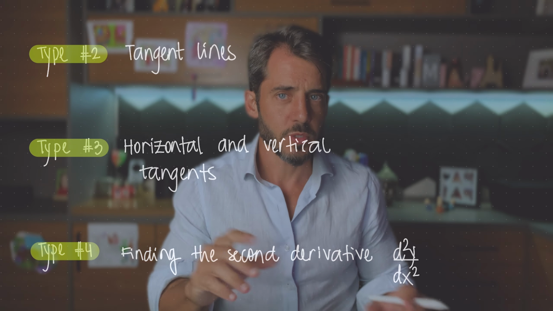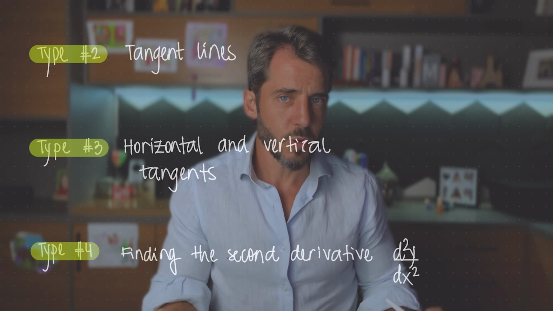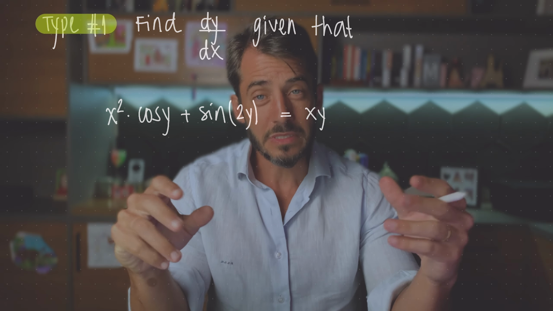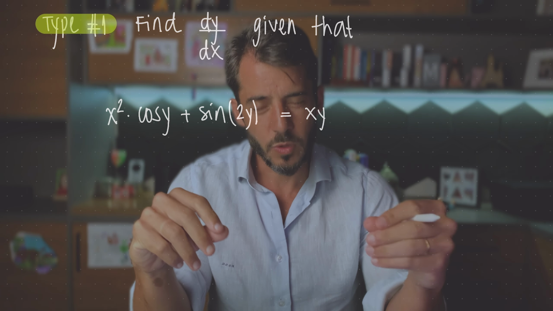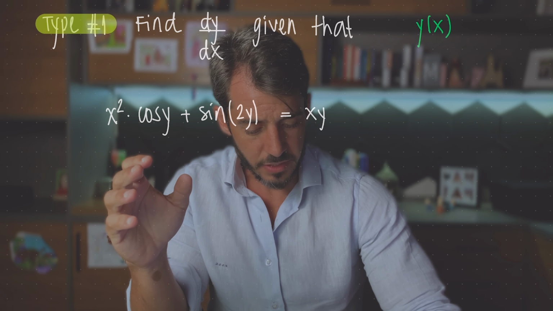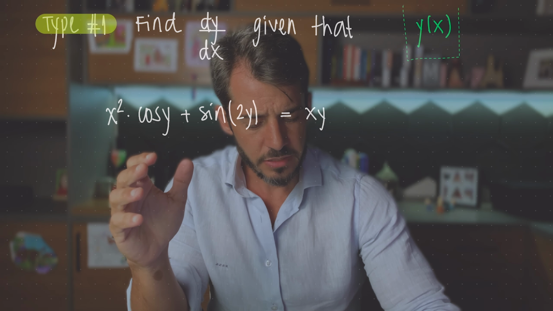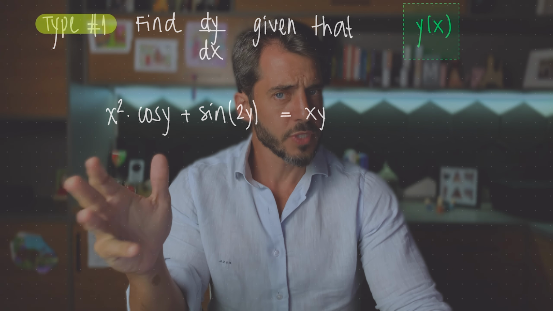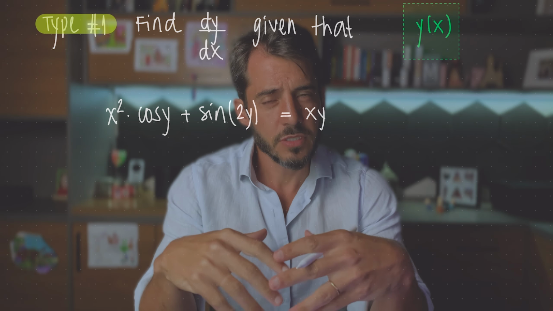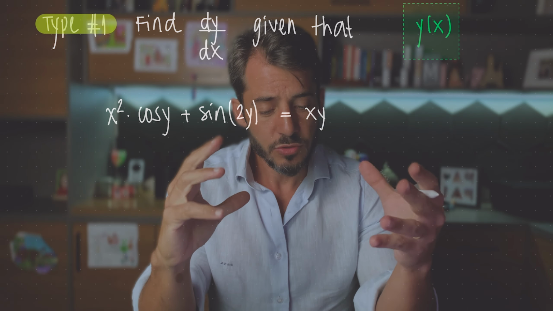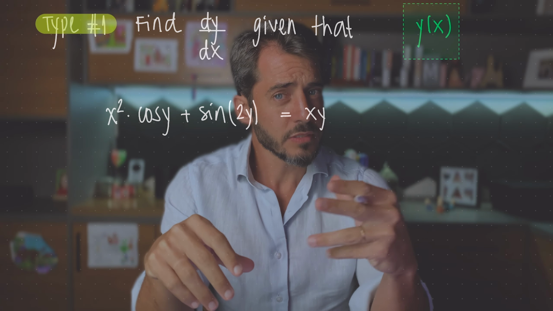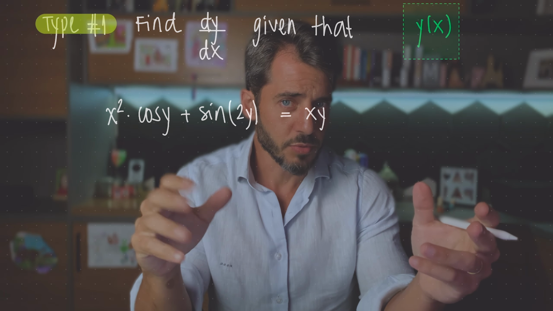Let's start with type number 1, the simplest case, which is to find dy dx. Now we have find dy dx given that x squared times cosine of y plus sine of 2y is equal to x times y. It is very important to restate that y is a function of x, which means that if you're differentiating terms like x squared or 3x, you get 2x and 3 respectively. However, if you're differentiating terms which involve y, that means that you need to use the chain rule. So for example, the derivative of y cubed is 3y squared times dy dx, or times y prime. So keep that in mind.